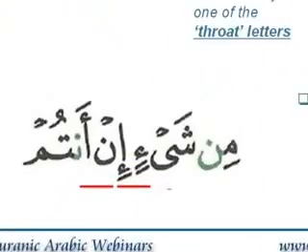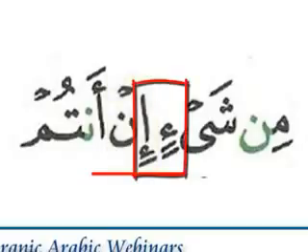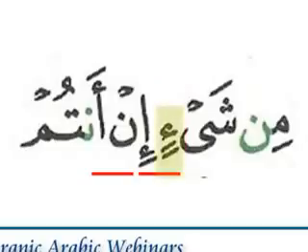Let's look at a small example. So here we have min, shay'in, in, antum, and we're going to concentrate on the underlined ones, the red underlines. So we have shay'in as one word, and it has the hamza with kasratain, and the next word, which is in, starts with hamza, so we have tanween followed by hamza. So we're going to pronounce the kasratain clearly, so that would simply be shay'in as we normally would pronounce it.